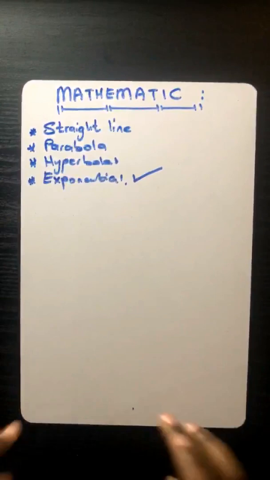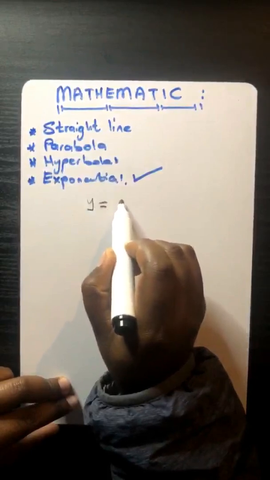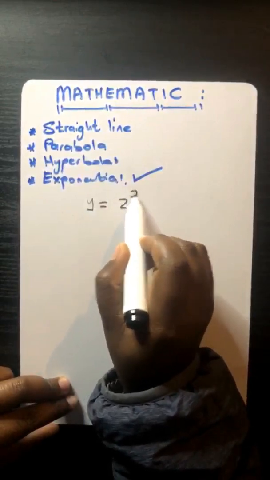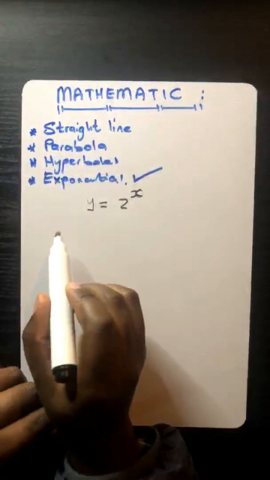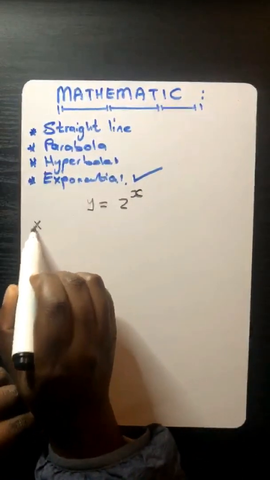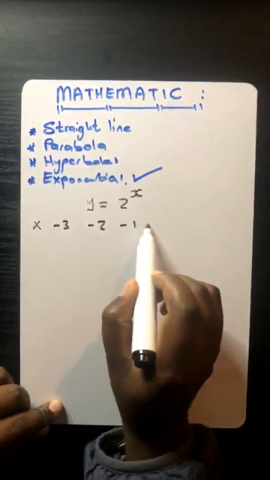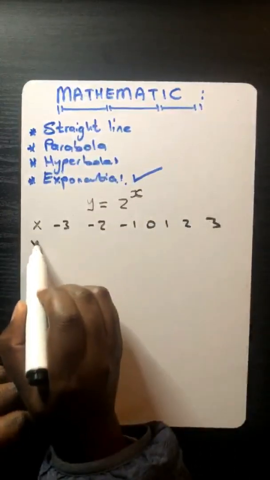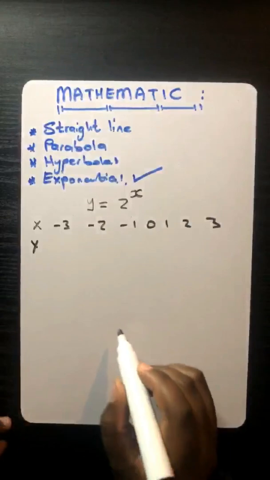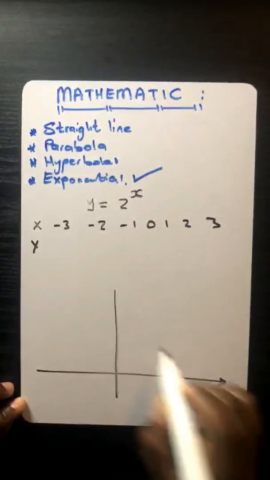Okay, so now let's say we sketch the function y equals 2 to the exponent of x. Obviously we can say where x is maybe -3, -2, -1, 0, 1, 2, 3. We want to see what is the corresponding y value. Then we're going to sketch that on a Cartesian plane.